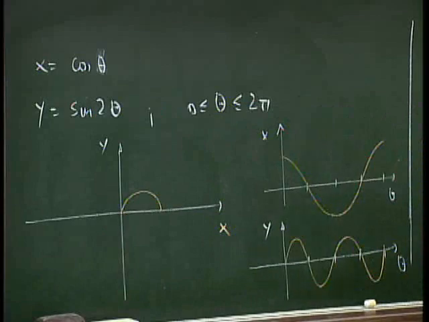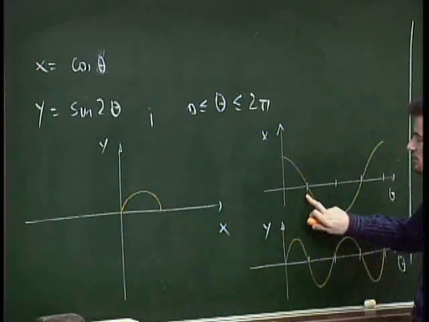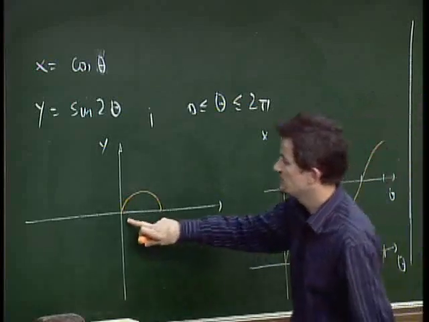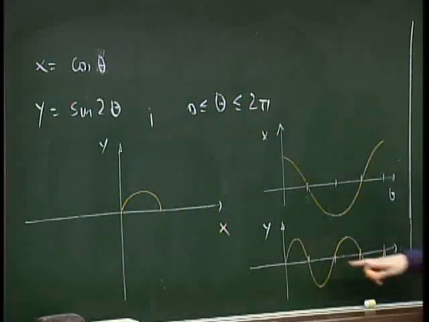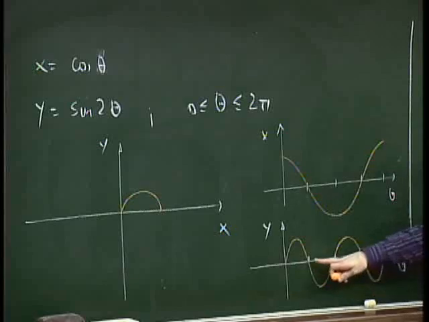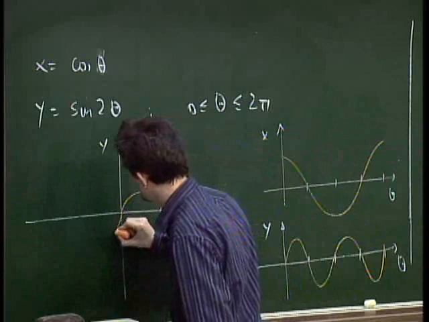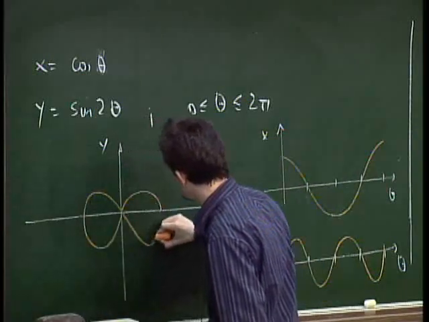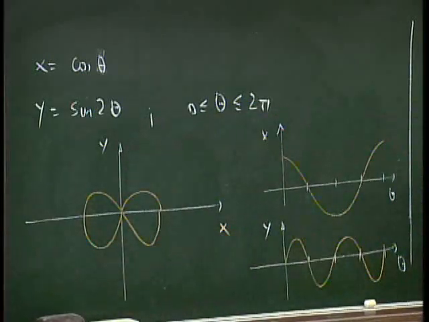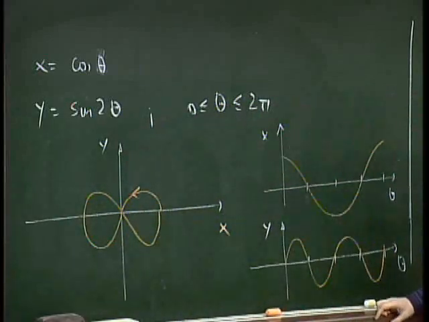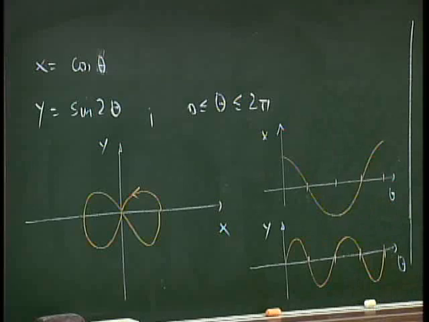Now, as theta is going from pi half to pi, we will go here with x from 0 to minus 1. And you see that actually here the y-coordinate is doing the same, but in the negative direction. So what we get is this here. And then this closes like this here. And this is the direction. So for this easy case, it's not hard to figure out how the parametric curve looks like.